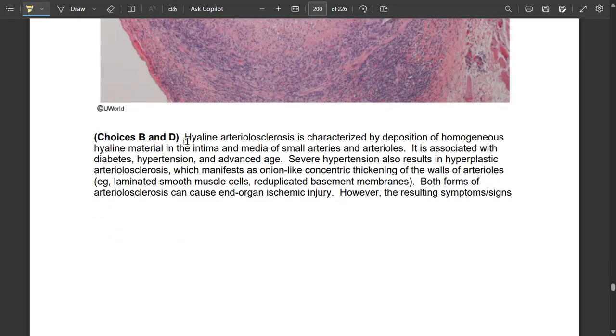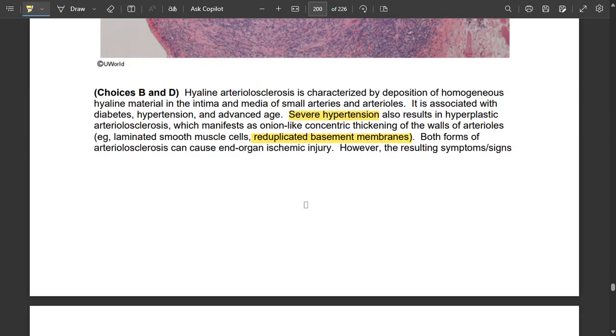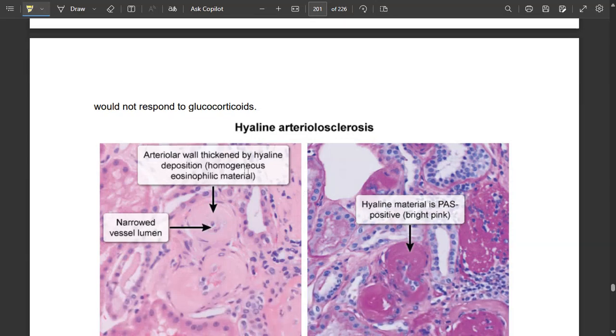Hyaline arteriosclerosis is characterized by deposition of homogeneous hyaline material in the intima and media of small arteries and arterioles, and is associated with diabetes, hypertension, and advanced age. Severe hypertension also results in hyperplastic arteriosclerosis, which manifests as onion-like concentric thickening of the walls of arterioles, with laminated smooth muscle cells and reduplicated basement membrane. Both forms of arteriosclerosis can cause organ ischemic injury. However, the resulting symptoms or signs would not respond to glucocorticoids.